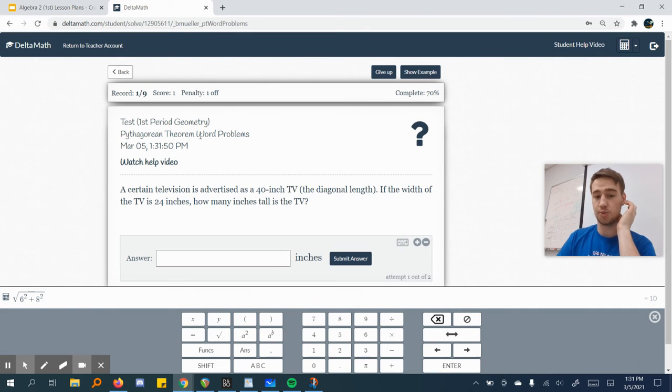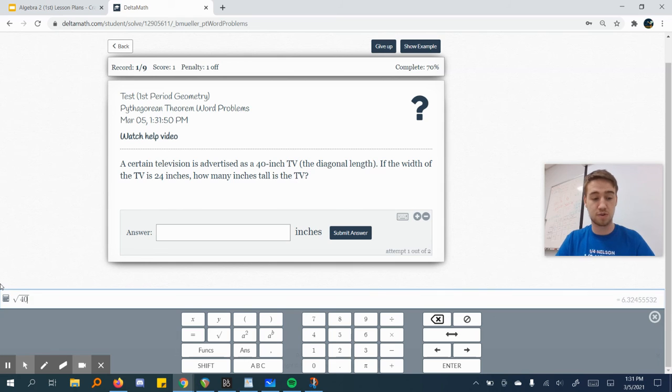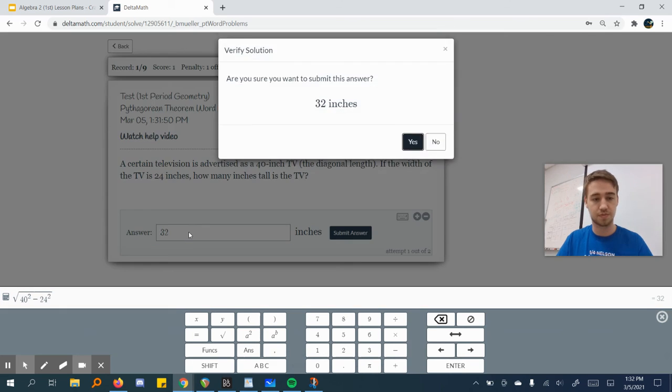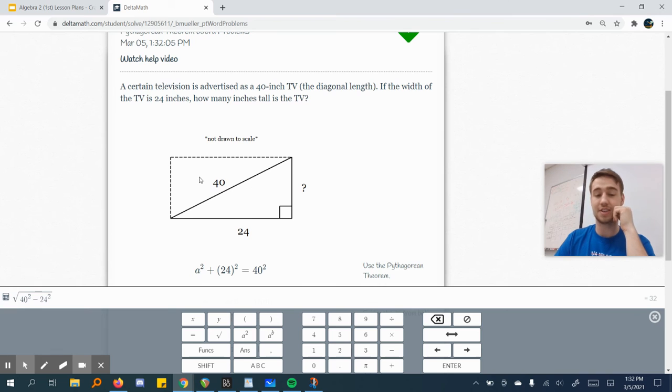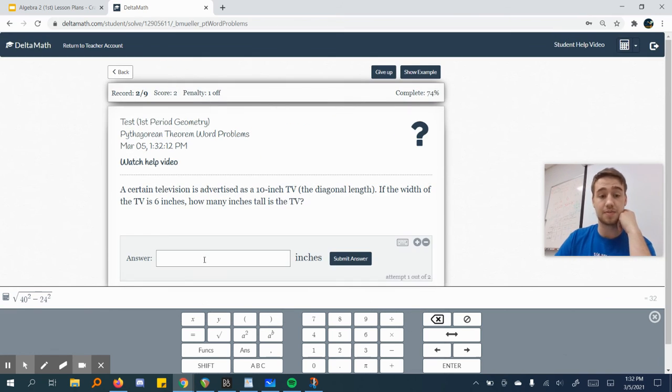We did distance formula twice last semester, so you should be able to do it. The diagonal length of something is 40, so radical 40 squared minus, what's the other leg? 24 squared. We get 32. Done. I don't know why this television is going to be so much taller than it is wide, but that's their problem, not ours in solving it. If we know the diagonal length, we always subtract the other thing from it.